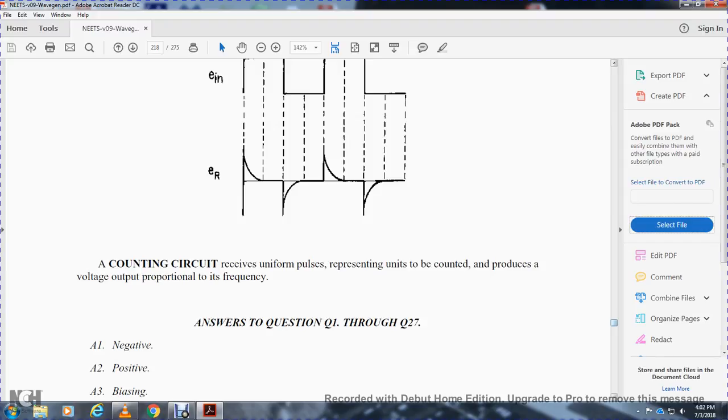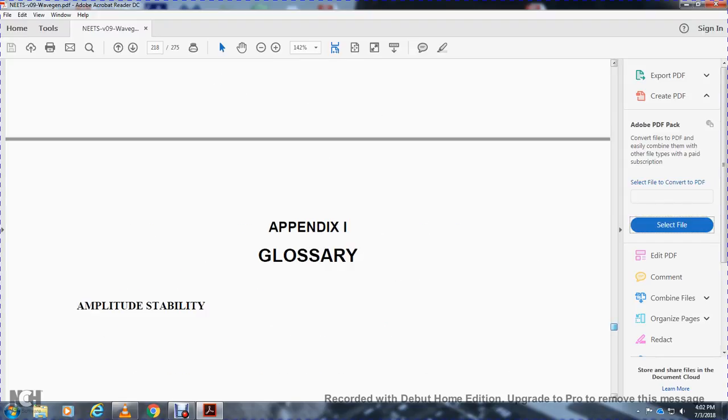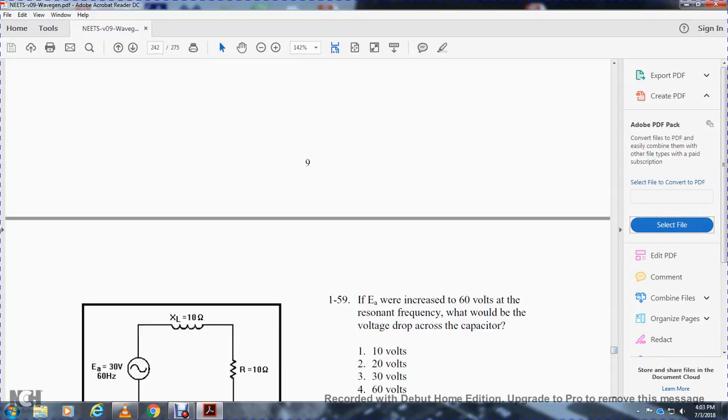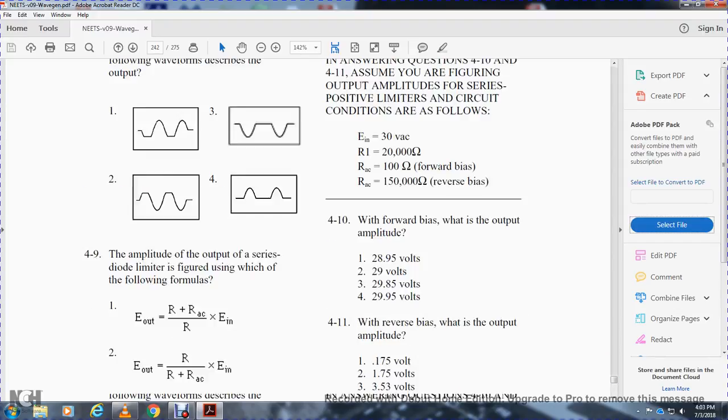And that's the rest of it, then you have your glossary and the other parts like your assignments, but I don't do the assignments. We'll see.